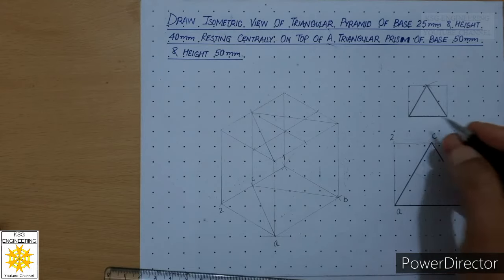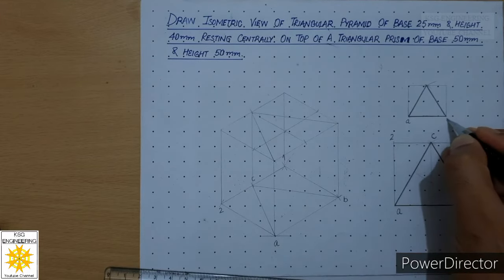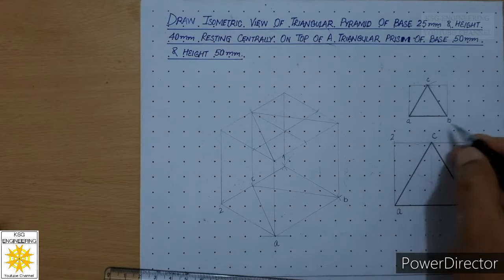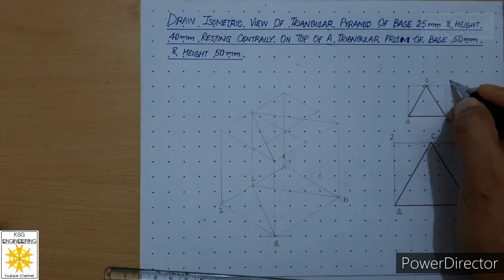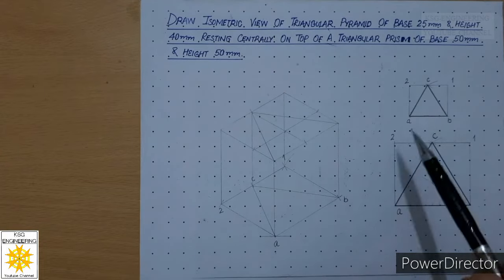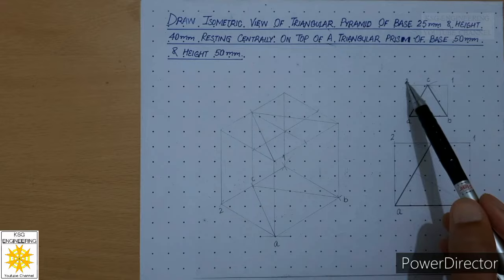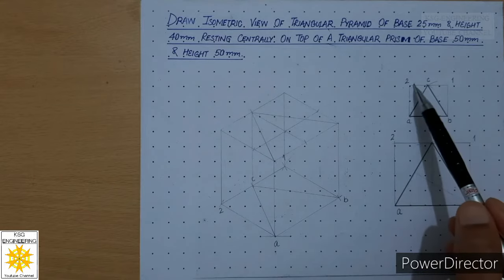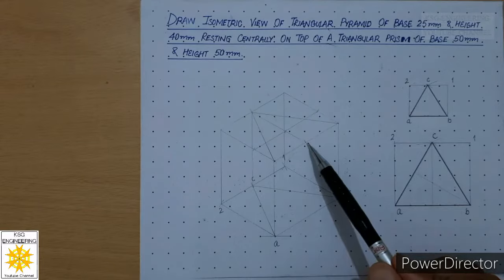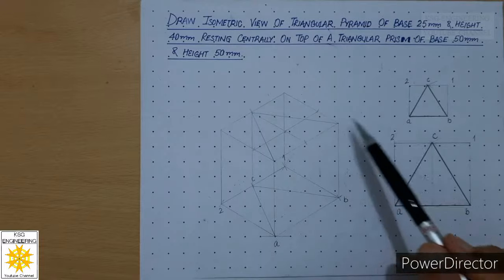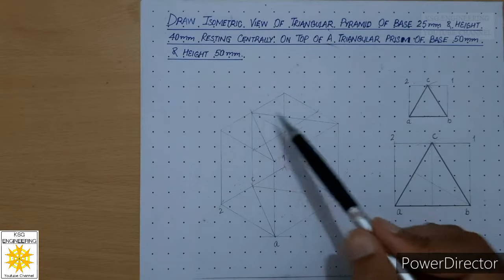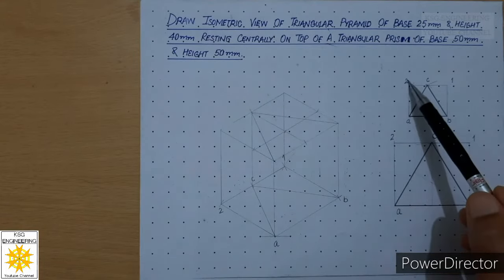So let us name the triangle. Let us say this is A, B, C. Now let us name the rectangle also, A, B, 1, 2. Now after this we will draw isometric of this box first, that is A, B, 1, 2, by using this center and these 2 center lines. So on this center line we will draw the length of the box, and on this center line we will draw width of the box.